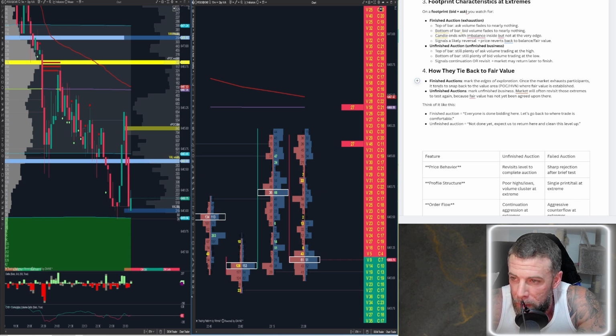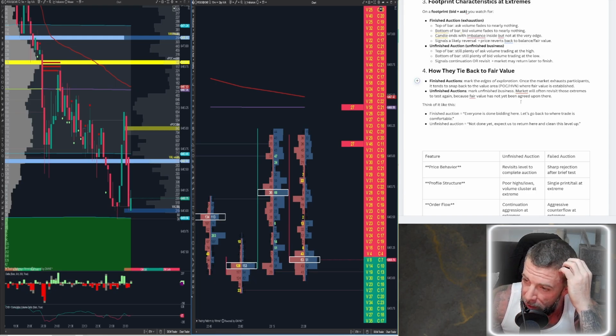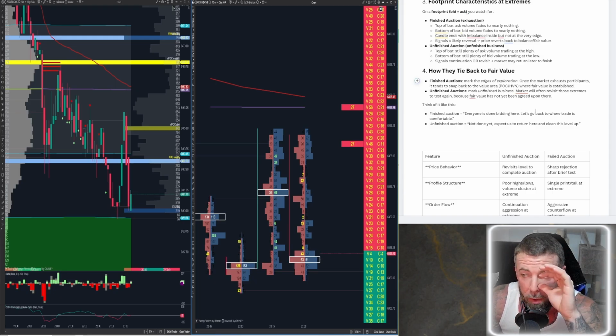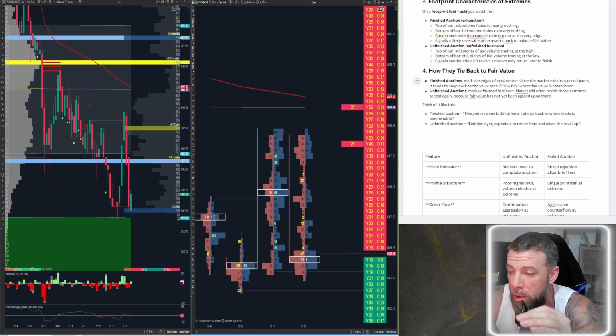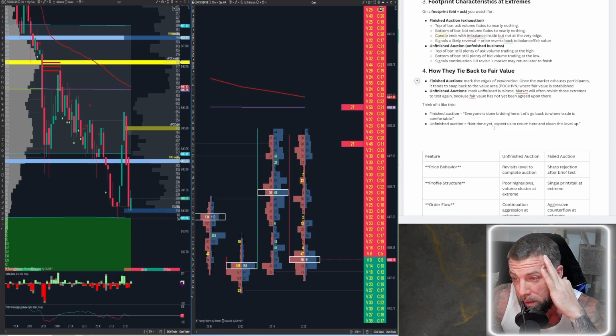So a few ways to think about this when you're looking at the footprint chart is the finished auction. Everyone's done bidding here. We're going to go back to a price where there's more people comfortable to trade. And then unfinished is not everyone's done yet. We're going to return here and clean this up.